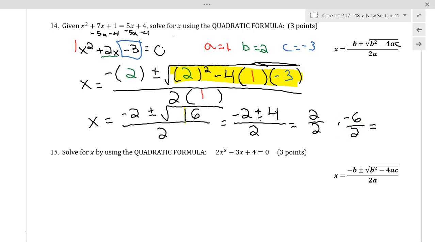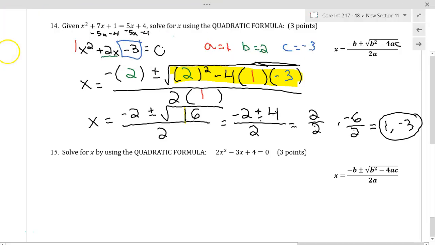Well, now let's actually divide. 2 divided by 2 is 1. Negative 6 divided by 2 is negative 3. Okay, so those are my 2 answers. So make sure that you are finishing up and simplifying anything you can simplify.